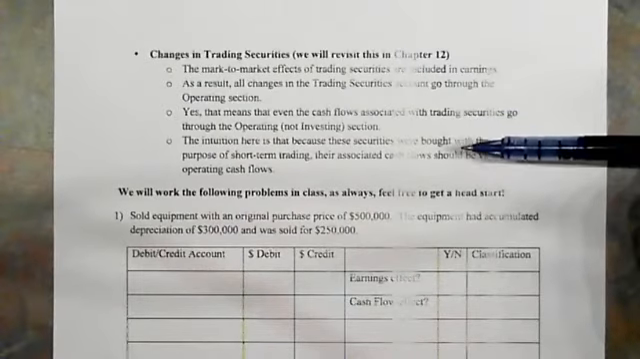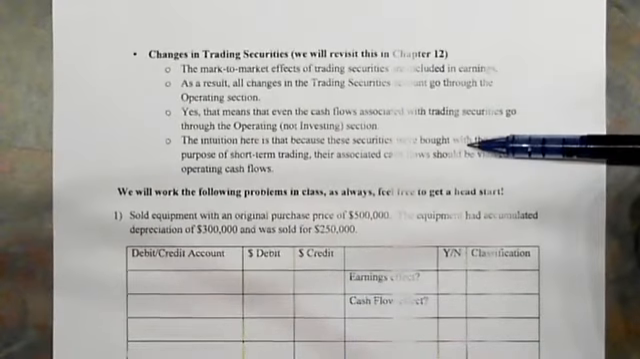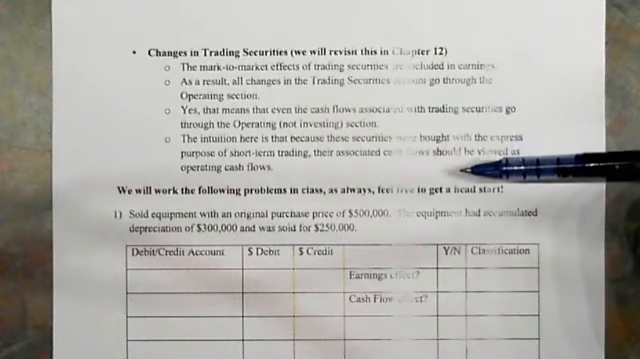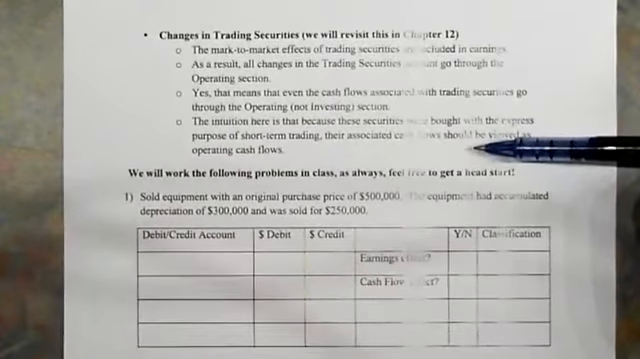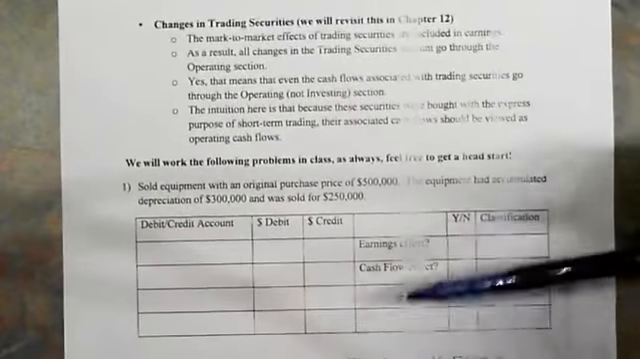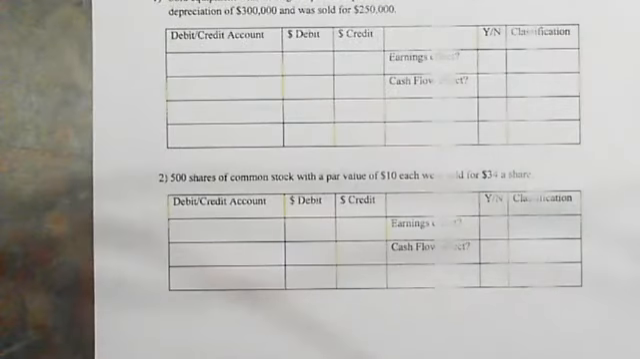If we buy or sell trading securities, or securities that we classify as trading securities, then the purchase would be a cash outflow from operating activities. The sale would be a cash inflow from operating activities. Right? And then we'll work through these in class. This is just more journal entries that are converted to understanding how they affect the statement of cash flows.